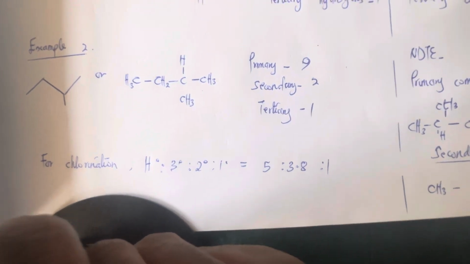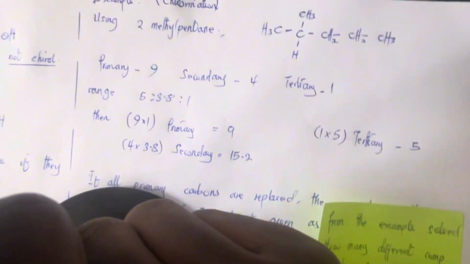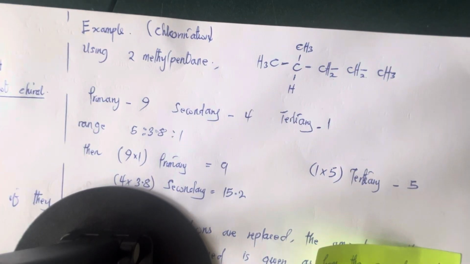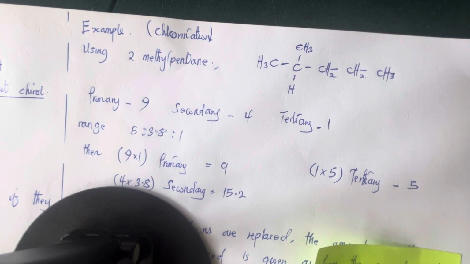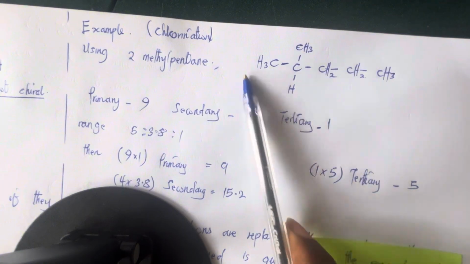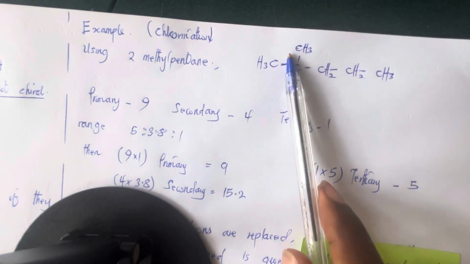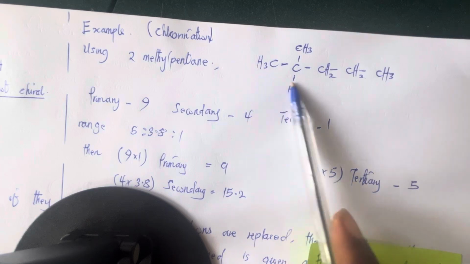Okay, so now let's move to an example. This example will help you get everything right. When we are having chlorination, we are also having bromination, or iodination. So it's all about the halogenation reaction, and each has a rate. So using 2-methylpentane, for instance, here we have our 2-methylpentane. 2-methyl, there's a methyl group on the second carbon, and pentane.